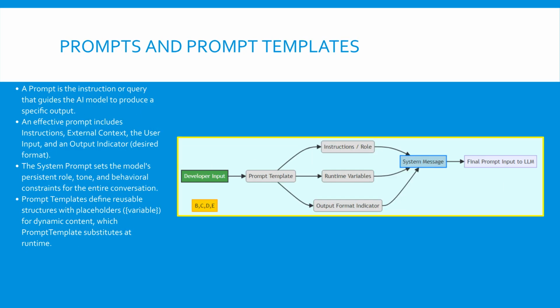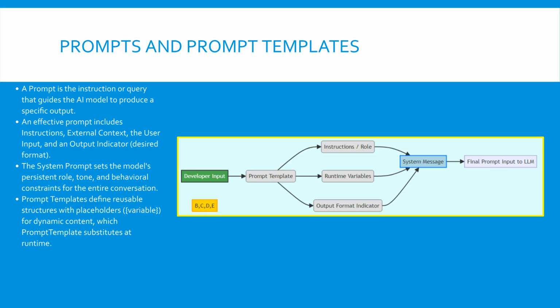If the model is the brain, the prompt is the instruction you give it. A prompt is more than just a question. It's a guide for the AI. For the best results, your prompt needs 4 components: clear instructions about the task, any necessary external context, the direct user input, your question, and an output indicator specifying the desired format, such as asking for JSON. Crucially, many AI models support a system prompt.